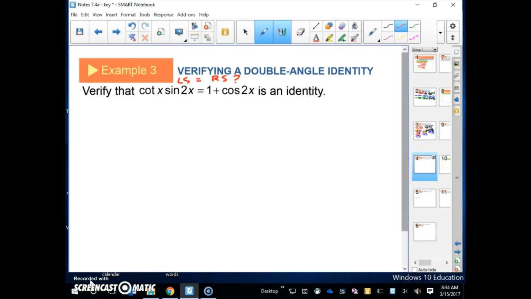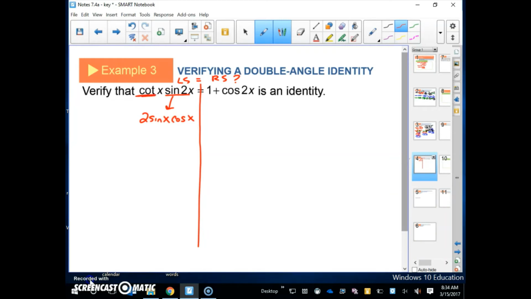Okay? So, let's work over here on the left first. See this? Sine 2x? That should kind of jump off the page at you. That's one of our identities. All right? Sine 2x, look at the board, is going to be 2 sine x cosine x. Okay?